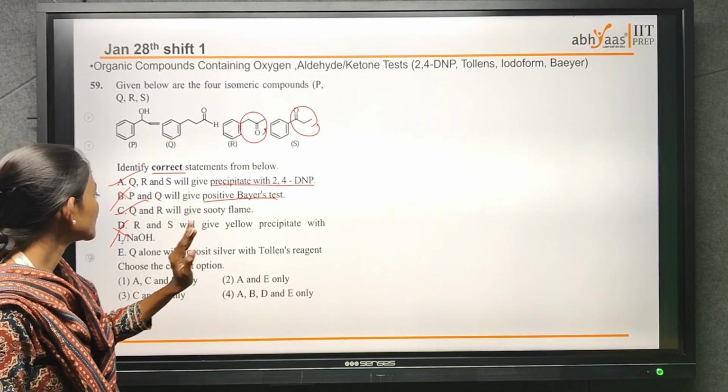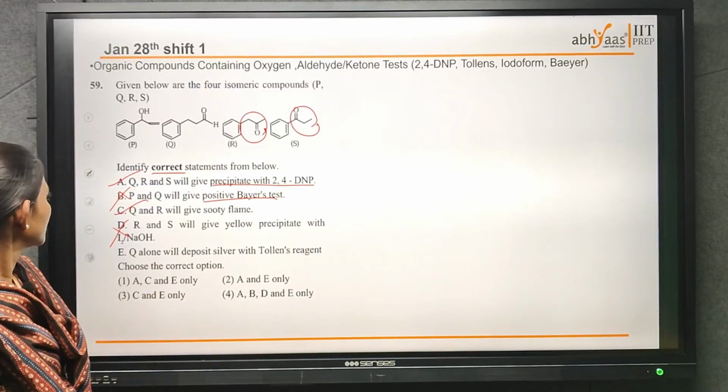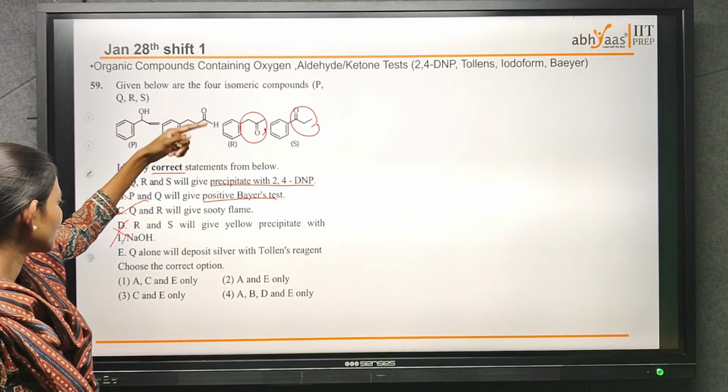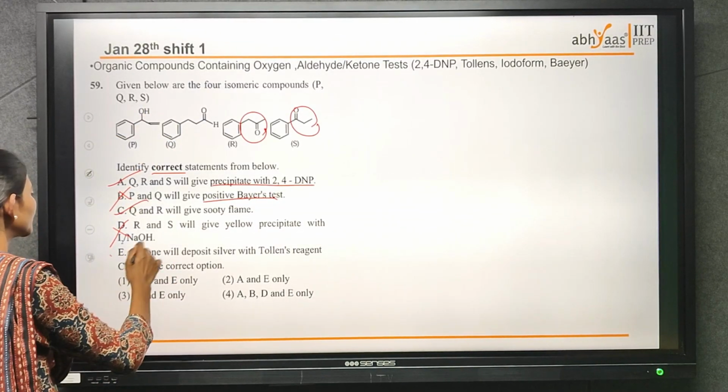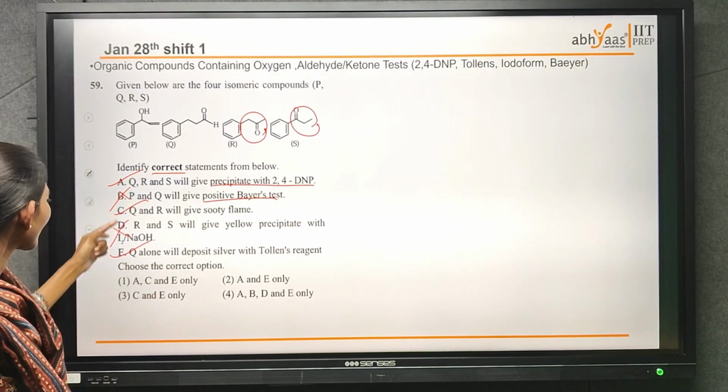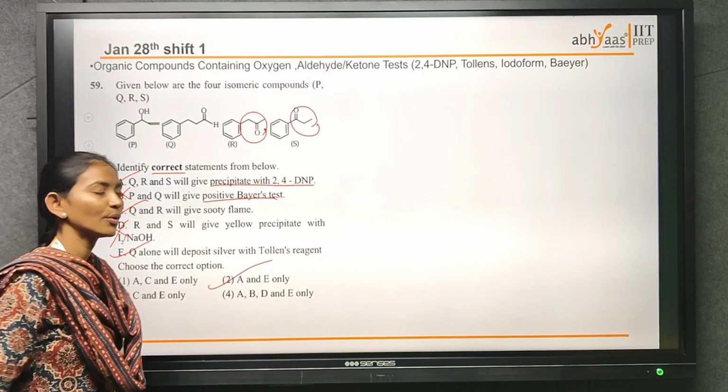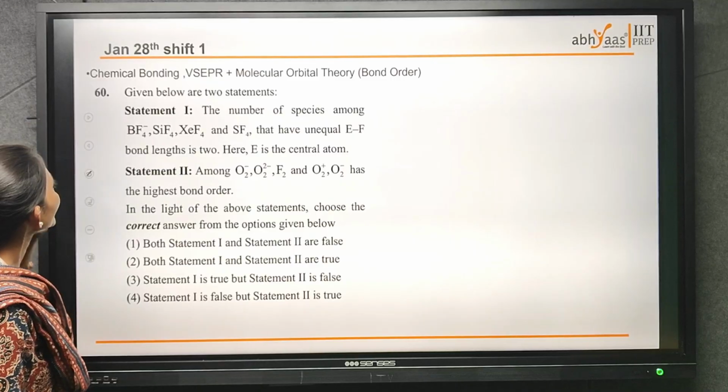Q alone will deposit silver with Tollens reagent. Q will deposit silver with Tollens reagent. Yes. So hence the correct options will be A and E. Your answer will be 2. Very simple question. Moving on to the next question.